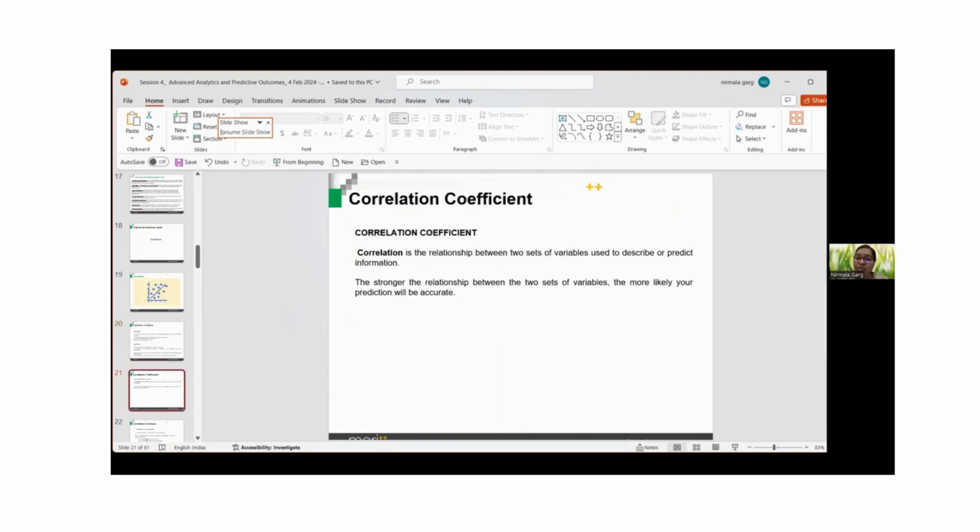So what does the correlation do? It establishes a relationship between two sets of variables. What are variables? Any set of data points. It could be a performance score with employee satisfaction index, or age with compensation, or compensation with number of years of experience. So correlation definitely needs two sets of variables.